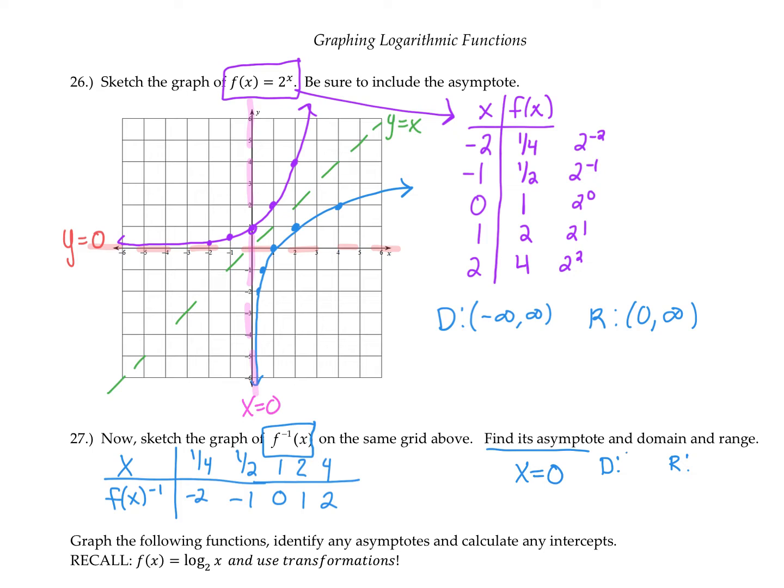That means my domain for the inverse would be 0 to infinity, and my range would be -infinity to infinity, which is confirmed by our graph because the asymptote's at x equals 0, and it goes to the positive infinity forever, and it goes down and up forever. So range would be -infinity to infinity.